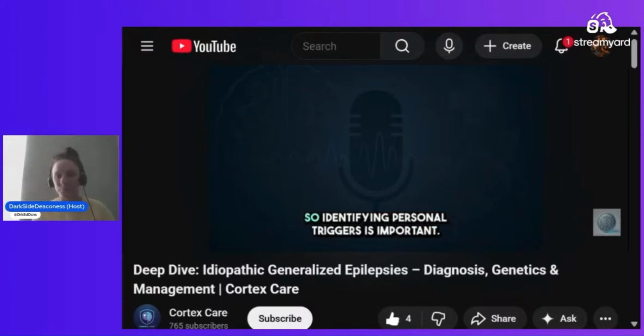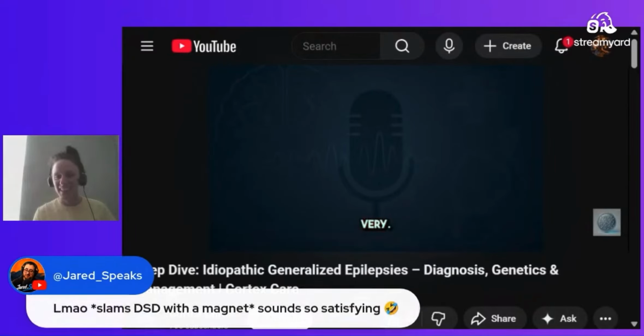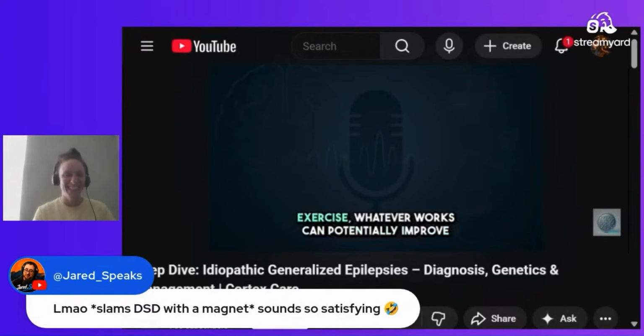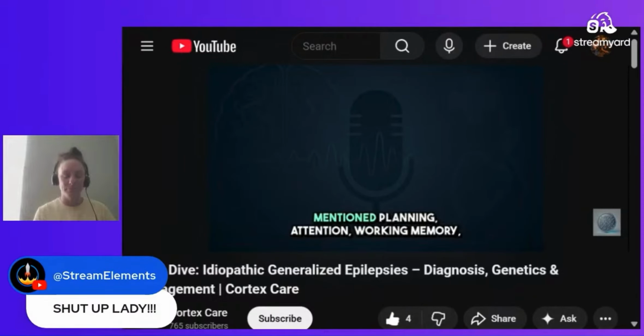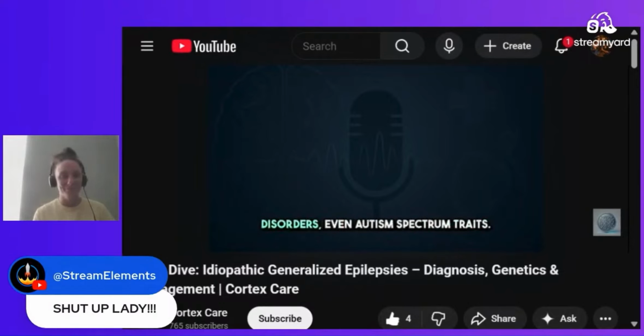And IGE. So identifying personal triggers is important. Very. And strategies to manage stress, mindfulness, exercise, whatever works, can potentially improve seizure control and definitely quality of life. We also need to be aware of the increased risk of alcohol use disorder in people with epilepsy generally. And the cognitive and psychiatric side. Yes, the executive function difficulties we mentioned, planning, attention, working memory, and the higher rates of anxiety, mood disorders, even autism spectrum traits. These aren't just side effects of seizures. They seem to be intrinsically linked to the underlying brain processes in IGE for many.